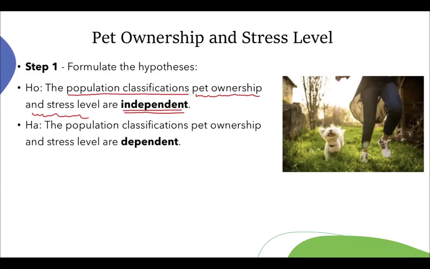The population classifications, again, we're going to start with the phrase population classifications, followed by the two classifications, pet ownership and stress level, followed by the dependent relationship. Population classifications, pet ownership and stress level are dependent. And that's it for the null and alternative hypotheses in a chi-square test. It is very different. Notice there are no numbers here and there are no symbols that I'm asking of you.